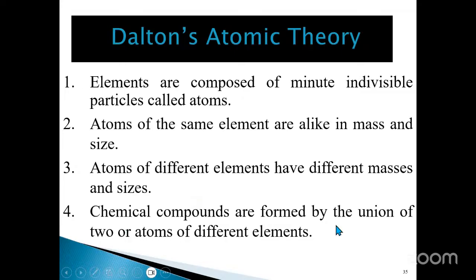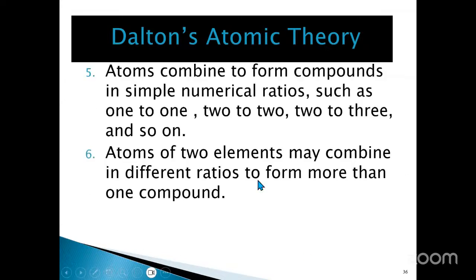Chemical compounds are formed by the union of two or more atoms of different elements, all right? And then number 5, atoms combine to form compounds in simple numerical ratios such as 1 to 1, 2 to 2, 2 to 3, and so on. So for example, H2O, 2 parts hydrogen, 1 part oxygen. Carbon dioxide, 1 part carbon, 2 parts oxygen, and so on.